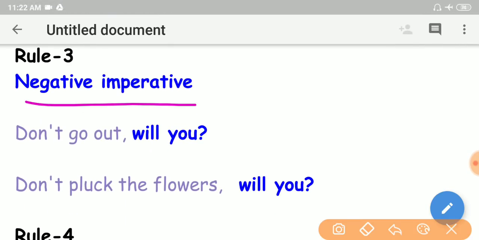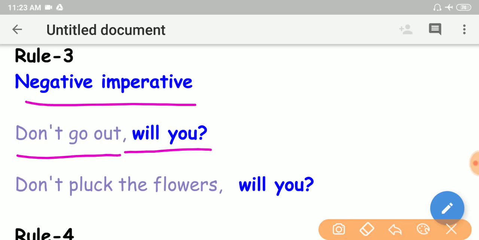So let us go and learn rule number 3. What does rule number 3 show here? Negative imperative. If an imperative sentence is in negative, at that time the tag should be will you only. If the imperative sentence is in positive, there can be both: will you or won't you. But if the imperative sentence is in negative, we must use only will you, my dear friends.